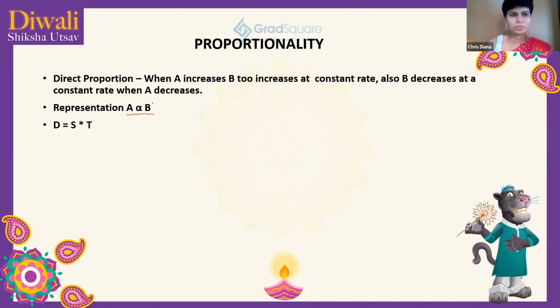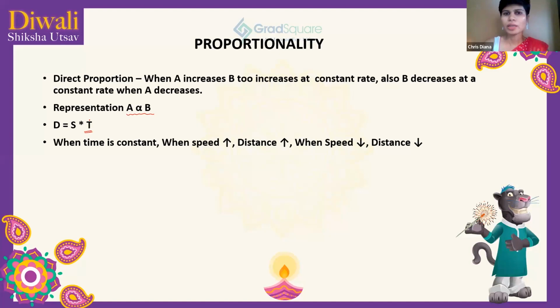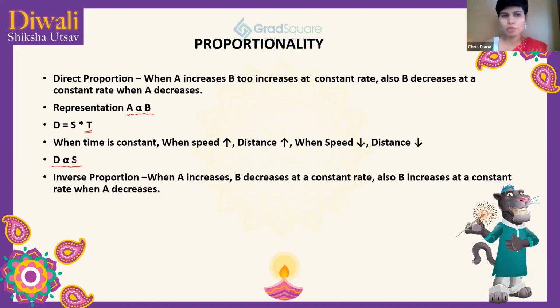Now, using a real-time example, distance is equal to speed into time. There are three parameters: distance, speed and time. Now, when you keep time constant, when the speed increases, the distance covered also increases at a constant rate. Similarly, when the speed decreases, the distance also will decrease at a constant rate. So here I can say that when time is constant, speed is going to be directly proportional to the distance covered. Or I can use this notation: d is directly proportional to s, distance is directly proportional to speed.